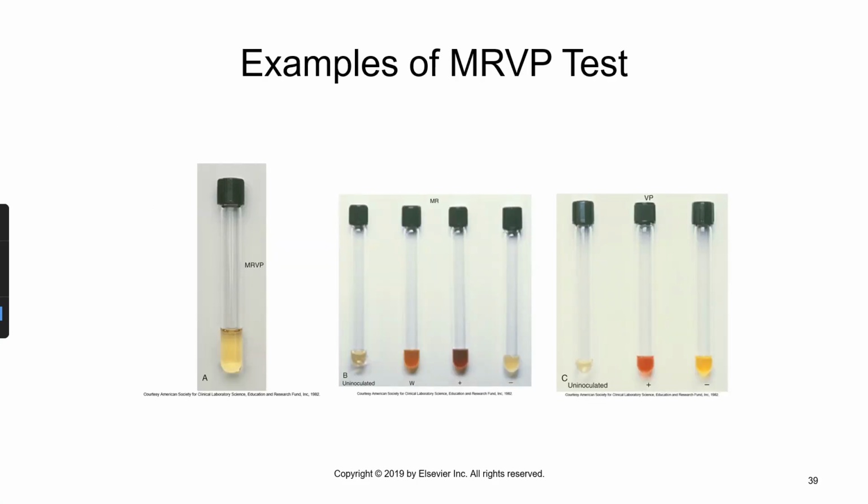So examples of MRVP tests. Here you can see a positive result and a negative result, and a positive result and a negative result. So in this instance, red is positive, negative would be clear or remain yellow.